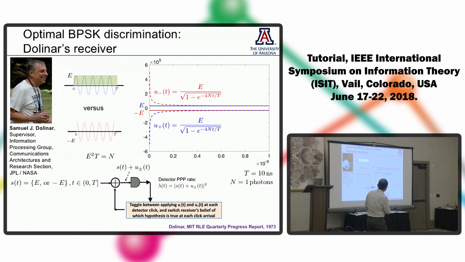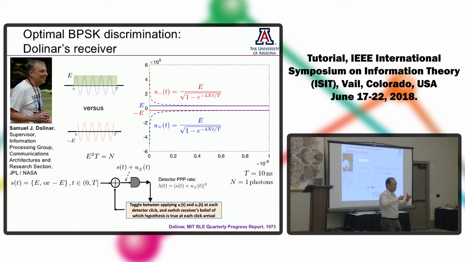And see here, I have drawn E to be very small. I should have drawn it with a slightly bigger value. But you can see the blue step function and the red step function. The receiver starts out with a belief that the blue hypothesis, the alpha hypothesis, was true. Okay, it's just an internal belief. When it believes that the blue hypothesis is true, it applies the blue feedback, the U plus t, and adds U plus t to the input pulse here. So what actually goes into the detector is a sum of E and U plus t.